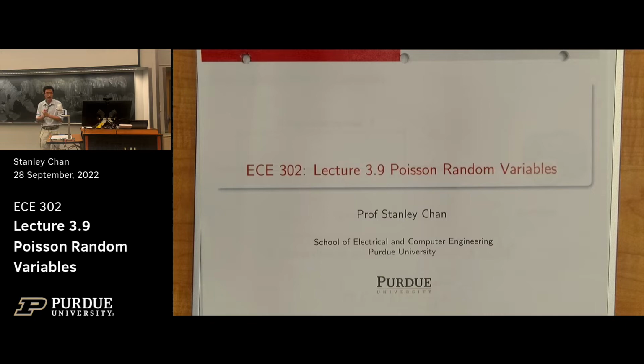This Poisson random variable, the PMF is a little bit difficult to understand. You have some e to the power of something and something factorial. So where does it come from? I want to spend some time talking about that. I have two perspectives of deriving that Poisson formula so that you can see it from multiple angles.